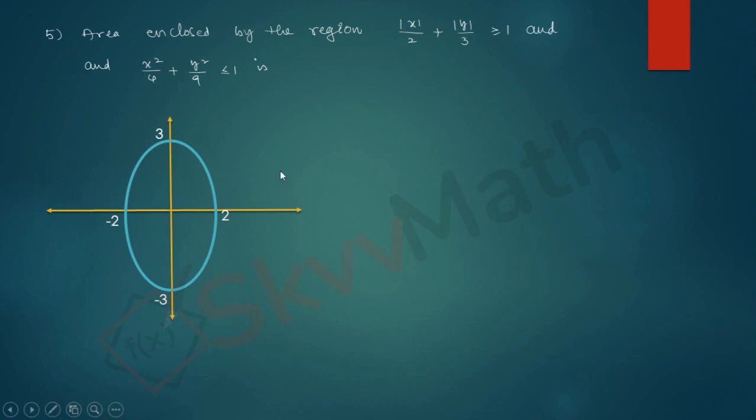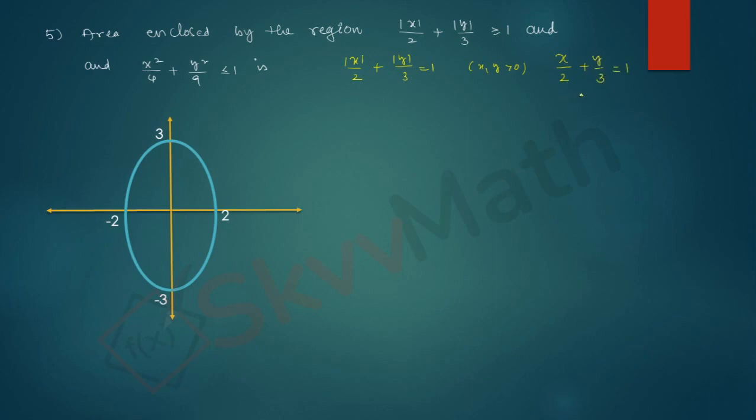Okay. Now what is the second one? The second one is |x|/2 + |y|/3 greater than or equal to 1. What is the type of the curve it is? Now this is an equation of a line. Instead of greater than or equal to 1, if I write simply |x|/2 + |y|/3 = 1. Now first you consider x, y both positive. If x, y both are positive, you get x/2 + y/3 = 1.